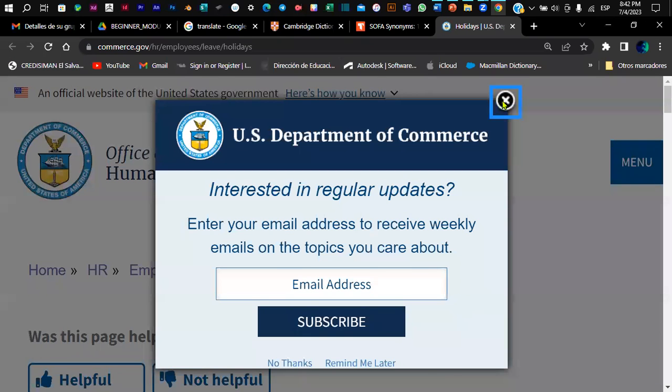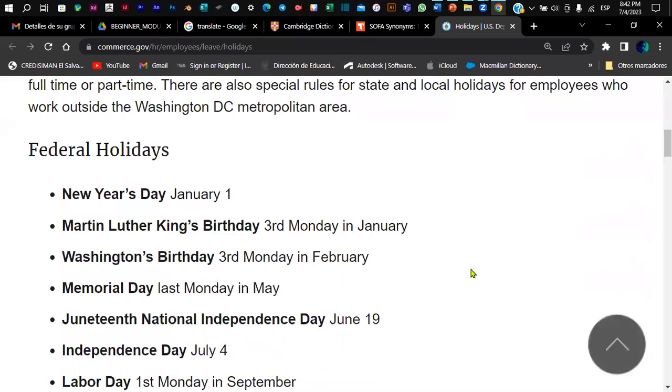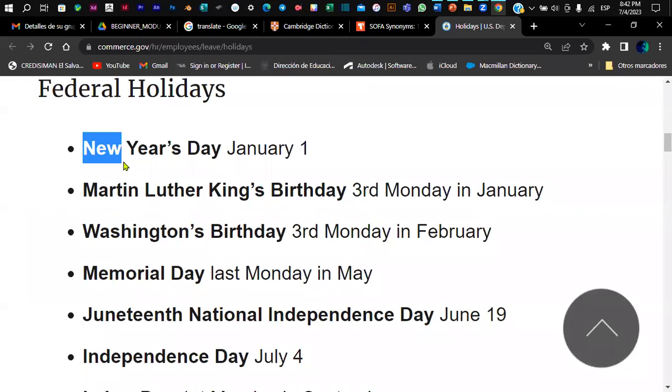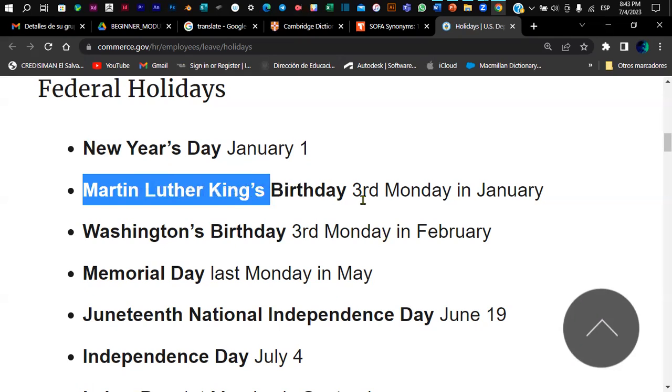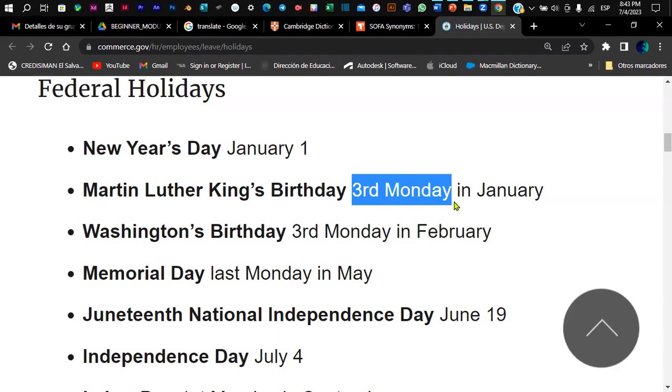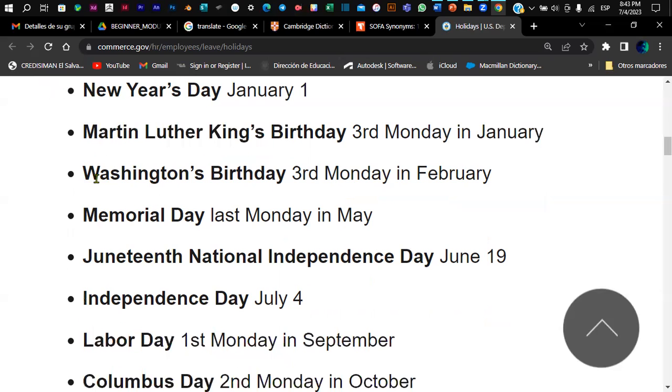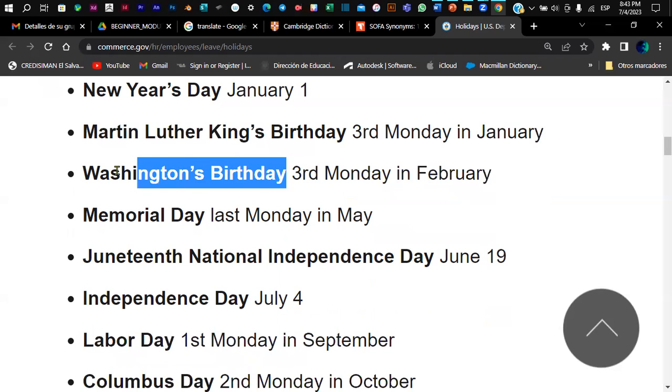Okay, let's check about holidays in the U.S. Let's open this link. Okay, federal holidays. What is number one? This one, can you read it? January 1st. This one, Martin Luther King's Day, third Monday in January. This is a holiday in the U.S., very important. Next. Washington's Birthday, third Monday in February. This is another holiday.